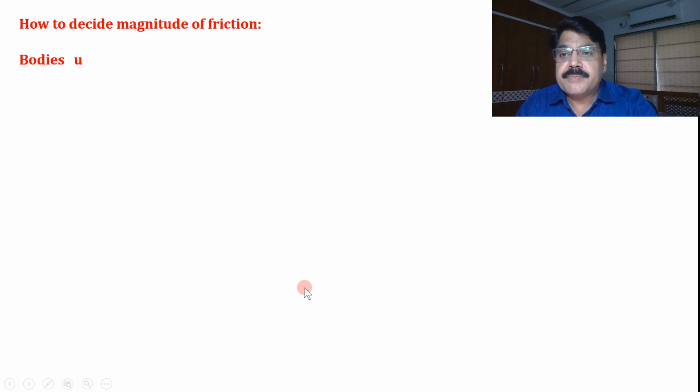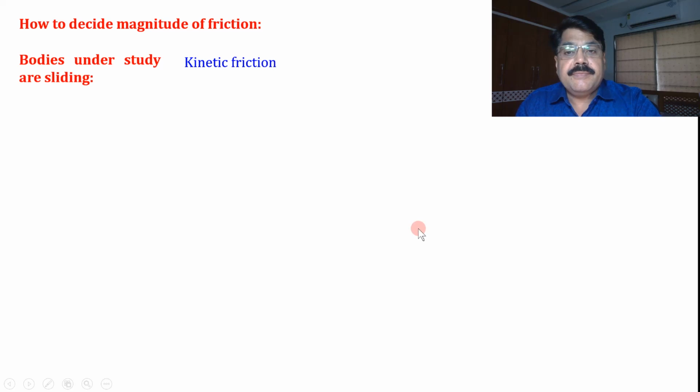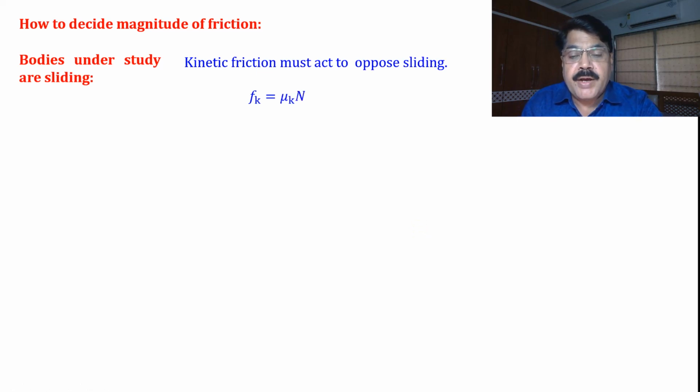Now see the first case. Bodies under study are sliding. Kinetic friction must act to oppose sliding, and its magnitude is constant. Fk is equal to mu k into N.